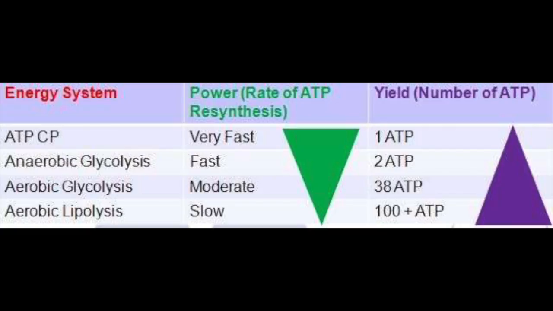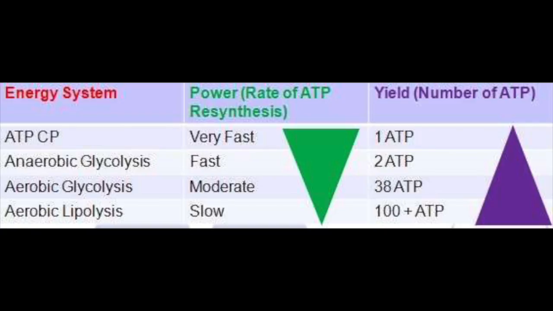Okay, so this next slide shows us how different energy systems interplay and how they work together and the speed at which they produce things. So we've got the first system on that list, which is the ATP-PC system. And that says that it produces ATP, or resynthesizes ATP, very, very quickly.